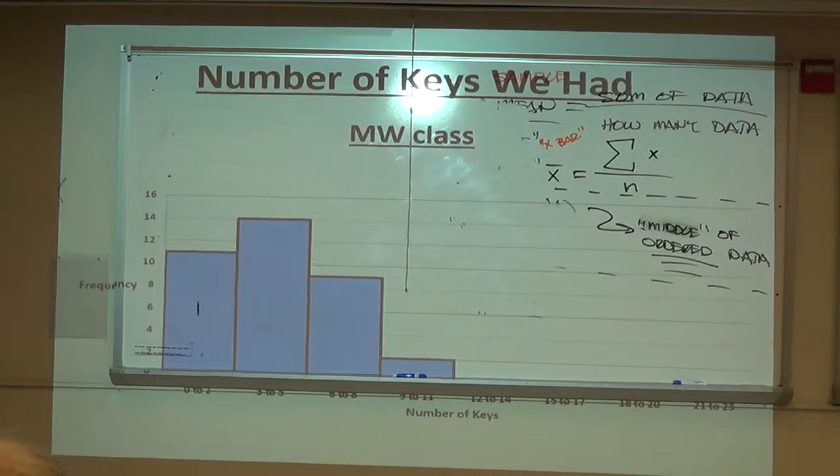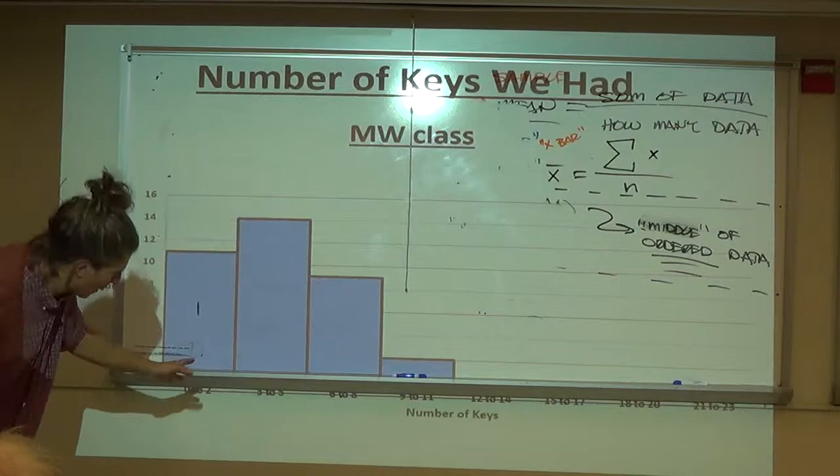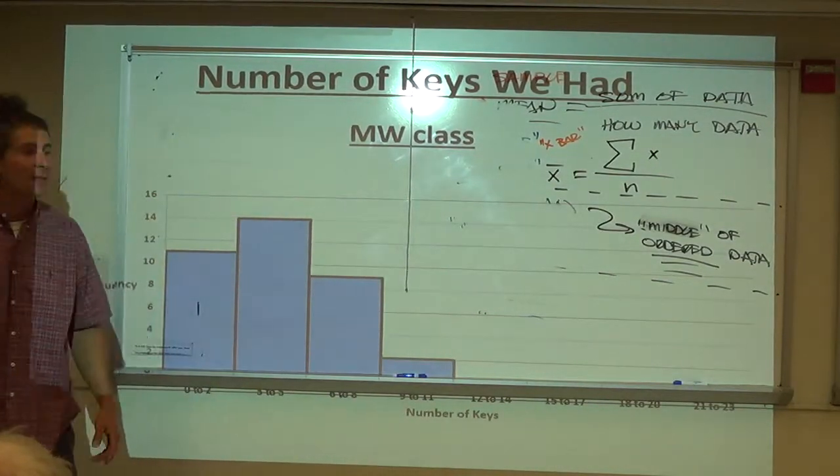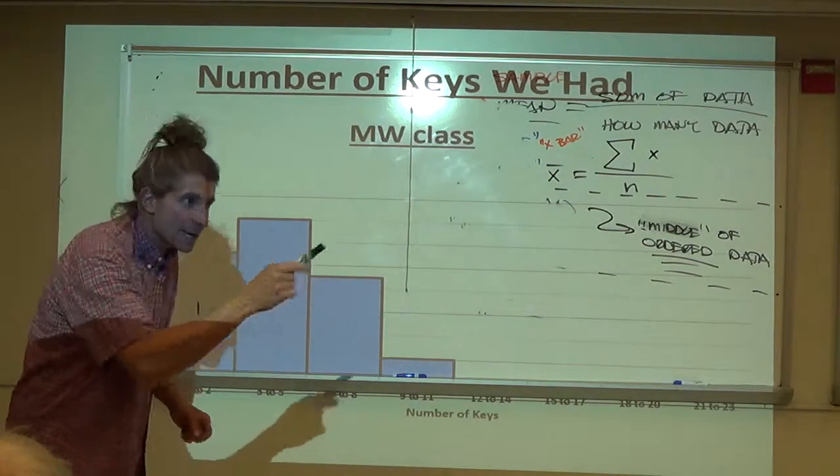Take the data, put it in order. Is it in order? Yes. We're good. It starts low, 0 to 2, 3 to 5, 6 to 8, 9 to 11. And find the middle. Sandy? Yeah. Sandy, go ahead.